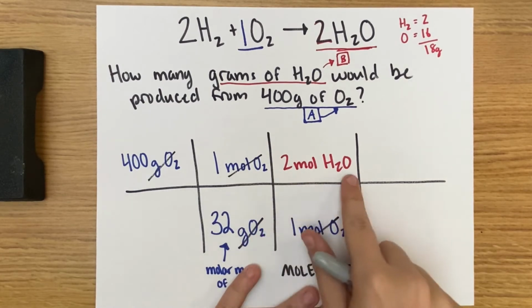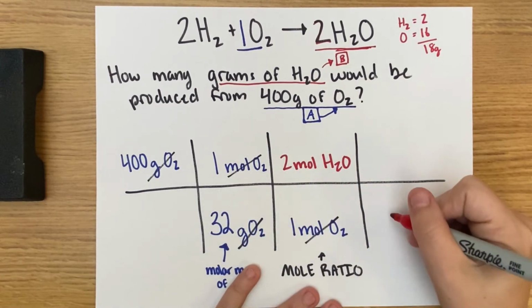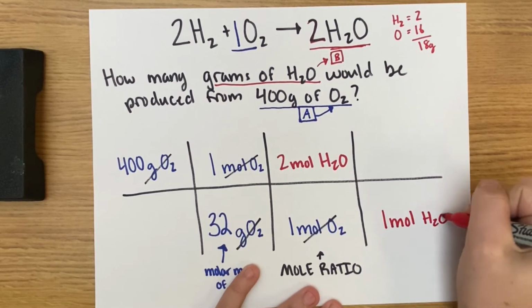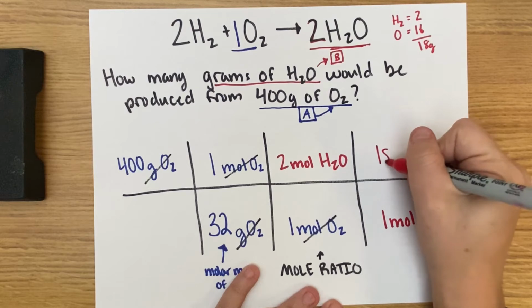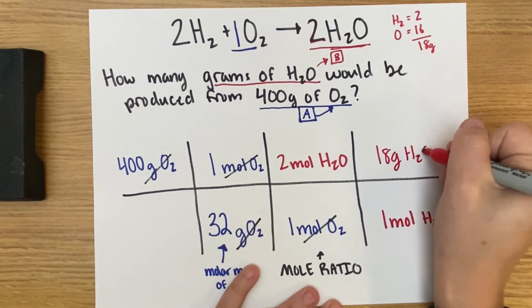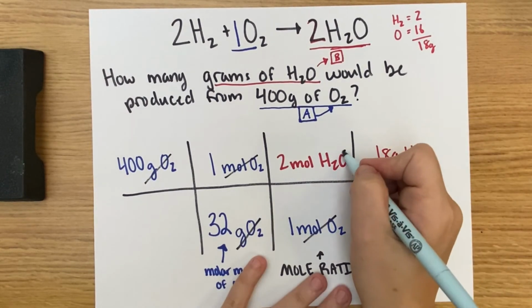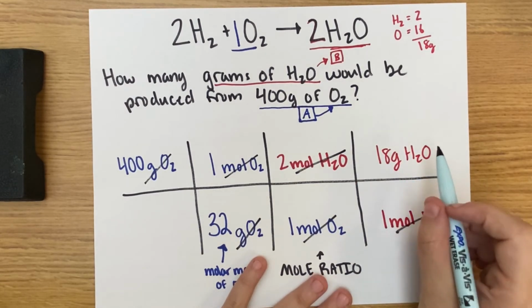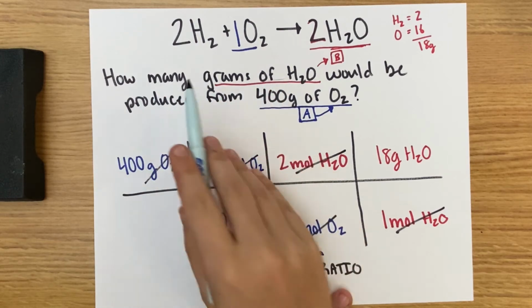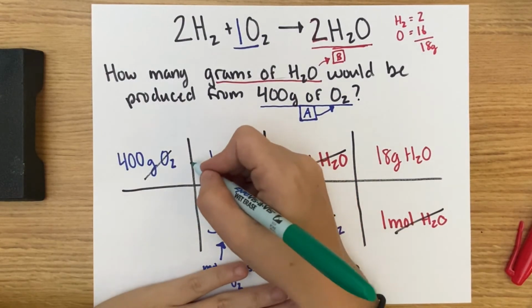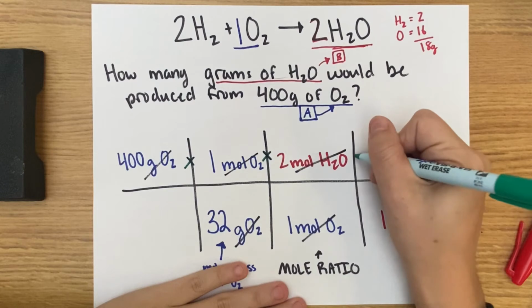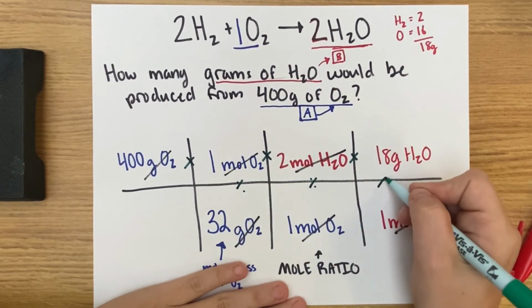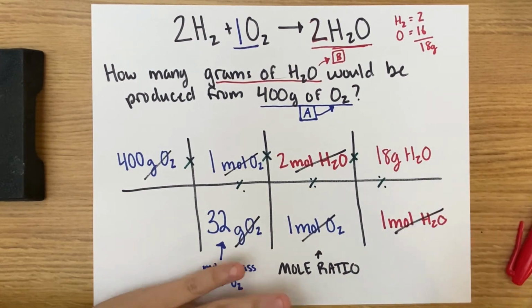Since right now my units are moles of H2O, to cancel that out, my 1 mole is going to have to go on the bottom, and my molar mass, the 18 grams, goes on top. Cancel those final units, and we're left with grams of H2O, which is exactly what the question asked for. So to get our answer, we just have to multiply all the numbers on top, divide by all the numbers on the bottom, and put that in our calculator.